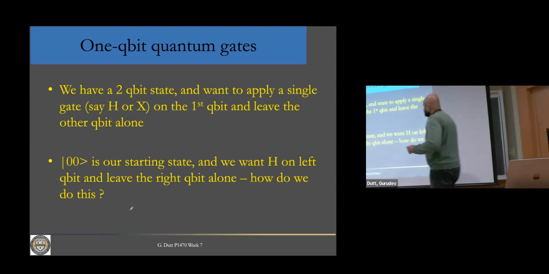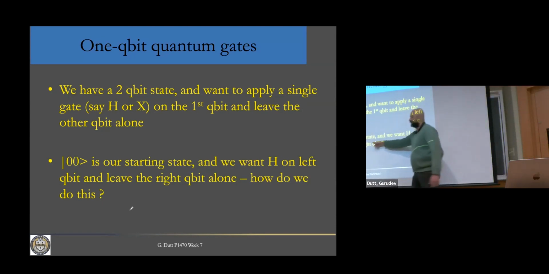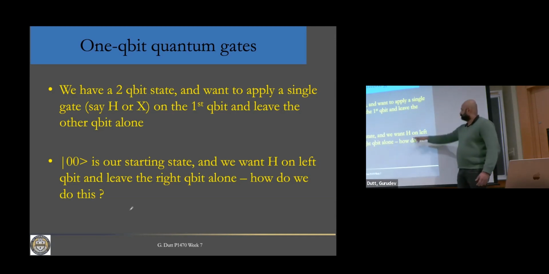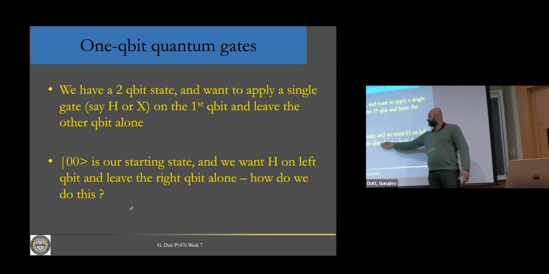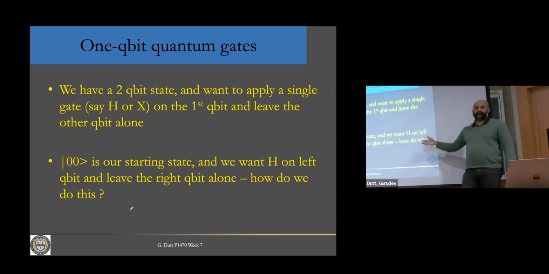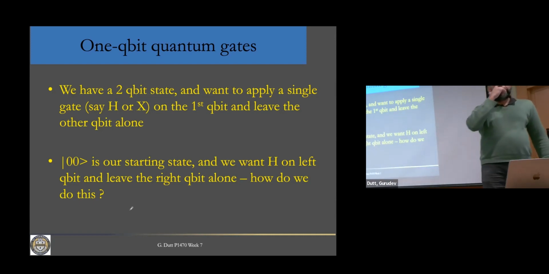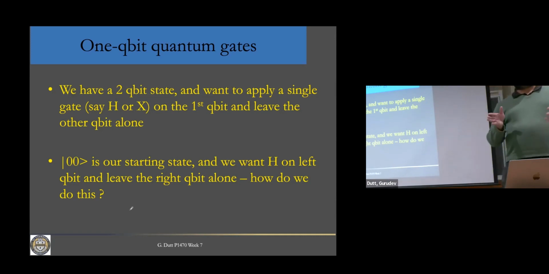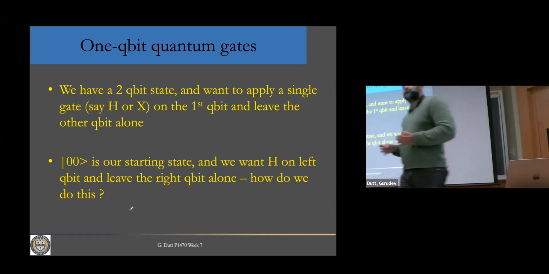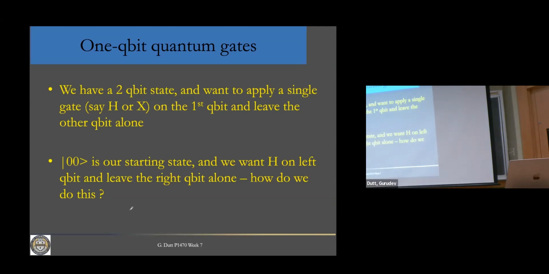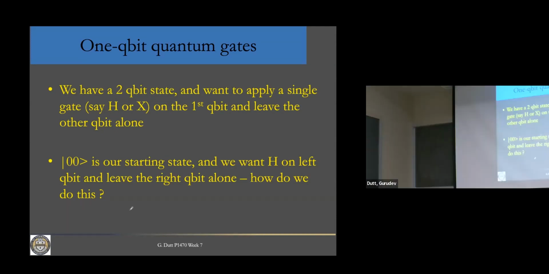So 0, 0 is our starting state. Let's just start with that. And we want, let's say, as an example, Hadamard H on the left qubit and leave the right qubit alone. So how do we do this? Any thoughts? How can I operate on the left qubit but leave the right qubit untouched? Yes. So if these are products, they can separate out. Just do the Hadamard gate on one of those parts. Exactly. Very good.